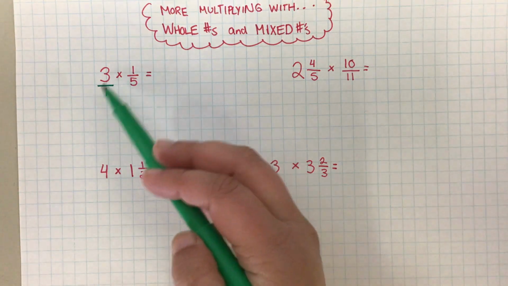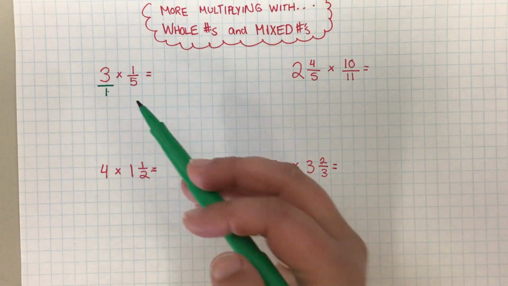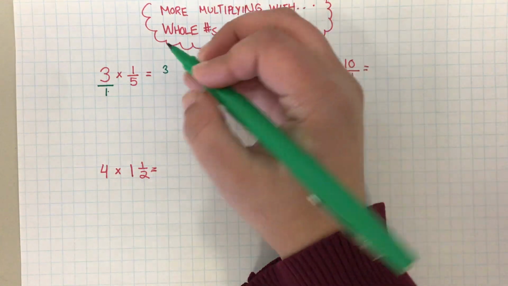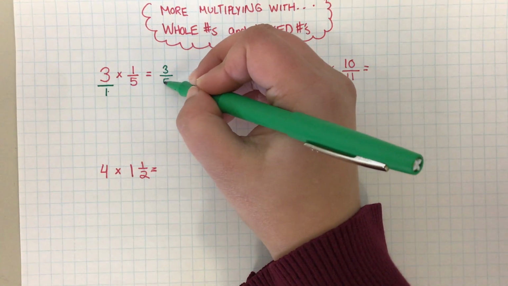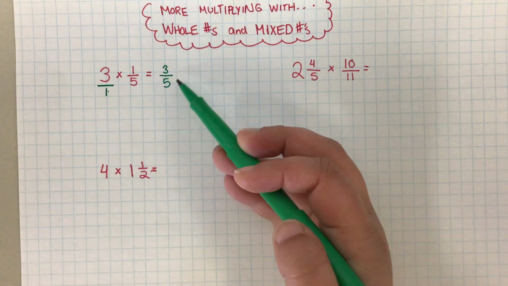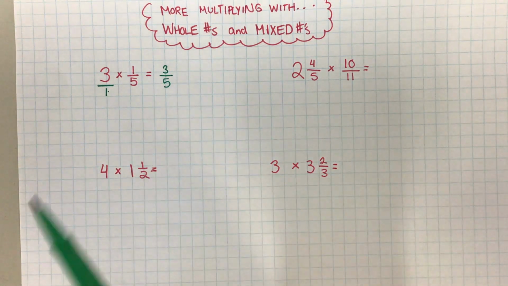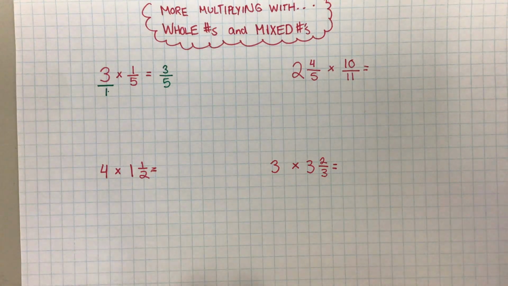We check to make sure nothing's going to cross reduce. Nope, I don't think it will. So off we go. 3 times 1 gives me 3. 1 times 5 gives me 5. I have the fraction 3/5, and I can't reduce it, I can't change it. It is good to go. There we go, nice and simple.